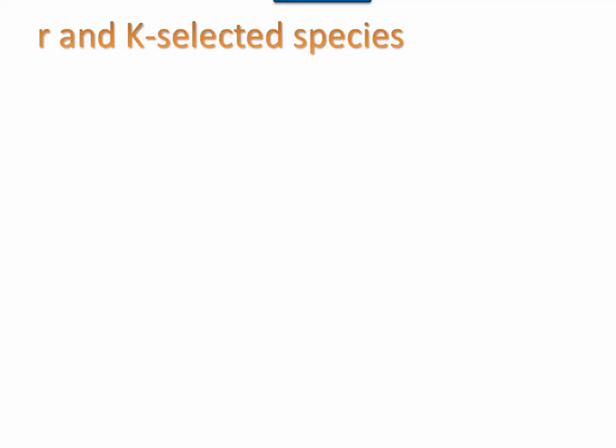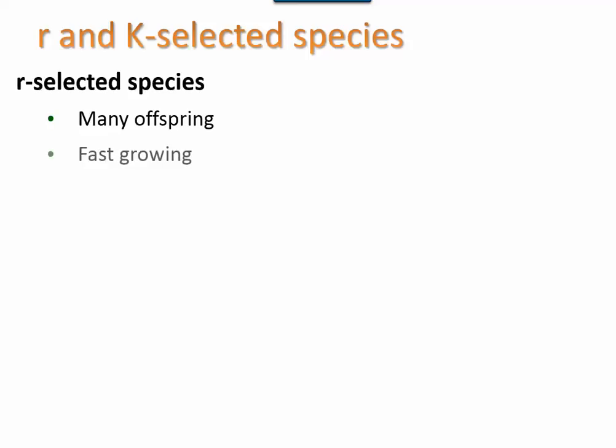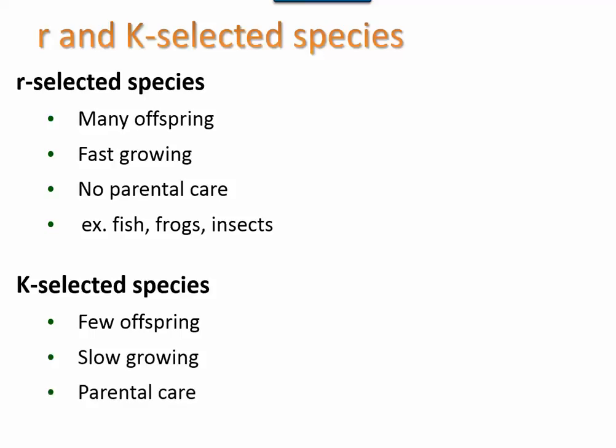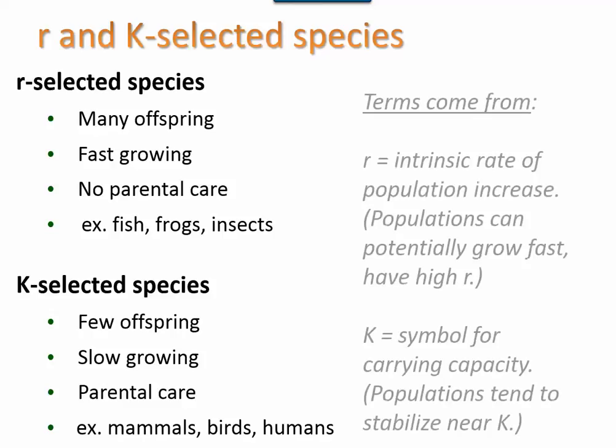Let's distinguish between R and K selected species. R selected species means they have many offspring, like those fish we just saw. They're fast growing. They require no parental care. And examples are not only fish, but frogs and insects. Contrast that with K selected species, which have few offspring, are slow growing, require parental care, and examples are mammals, birds, and humans. So we are K selected species.